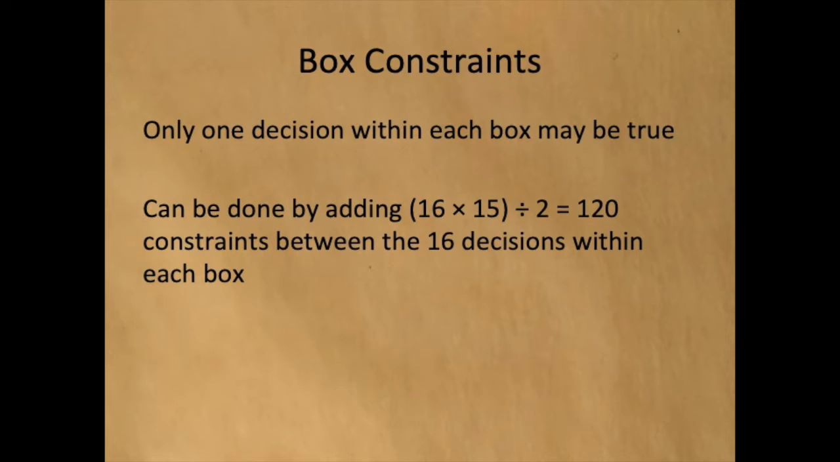The constraints within boxes are as follows. Basically, only one decision within each box may be true, so the algorithm will be forced to choose one. This could be done by adding 120 constraints between all of the different decisions within each box.